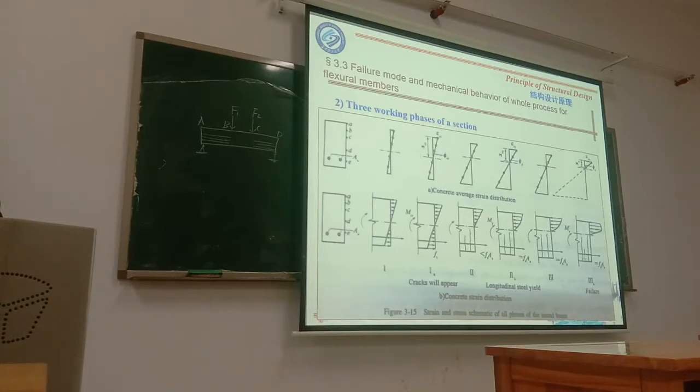because the reinforcement already reached the yield strength, the concrete at the end of phase 3 also reached the compression strength. That means the concrete was crushed. So compared with these two figures, you see, at the beginning, still the distance to the neutral axis, the longest one, the strain is larger.